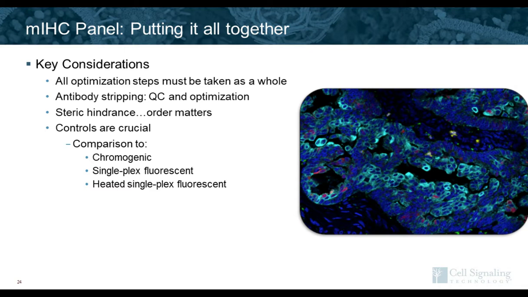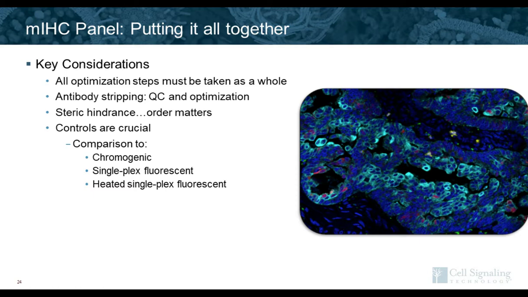So just some key considerations to keep in mind when optimizing a tyramide-based multiplex IHC panel. All optimization steps must be taken as a whole. So this goes back to where I mentioned that looking at just the signal to noise or the mean fluorescence intensity per cell is not enough. You need to consider all the variables together and how they will mesh with one another.